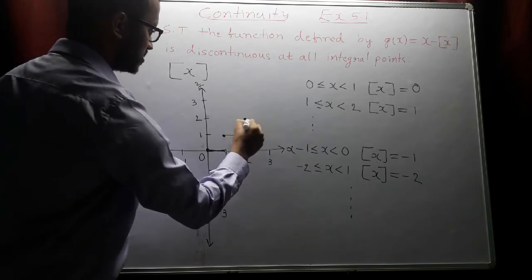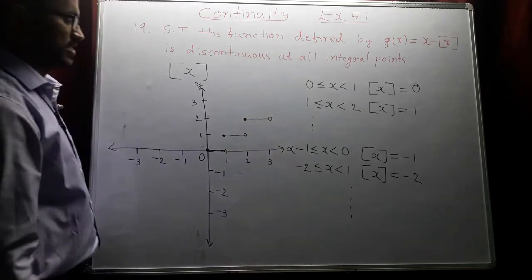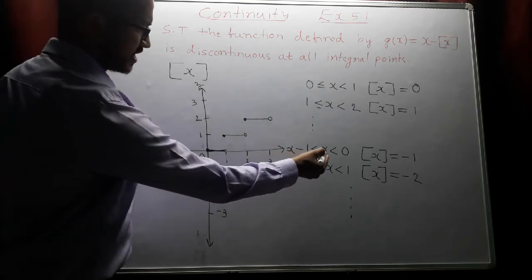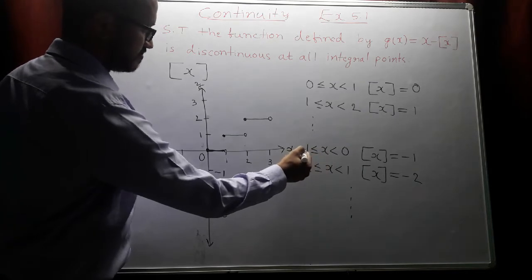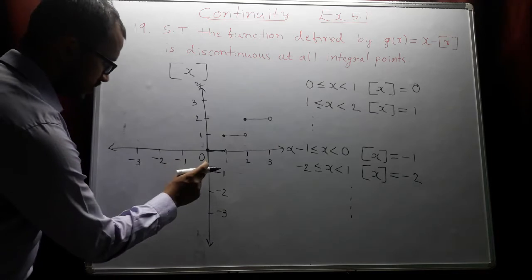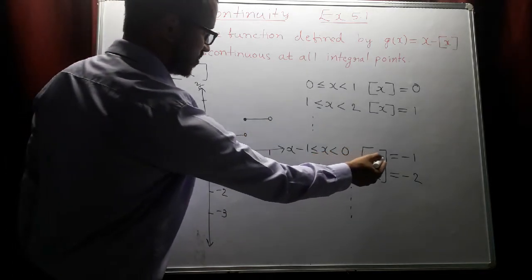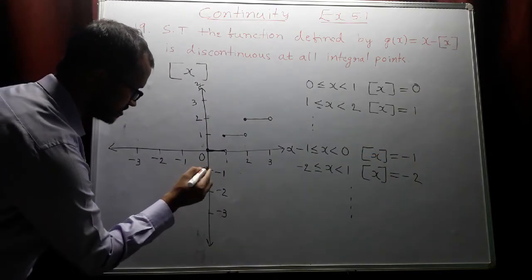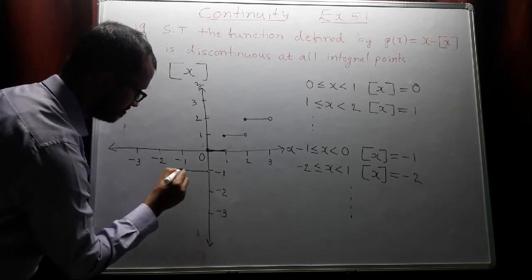So the value becomes 2. So here 2 is included, 3 is excluded. Similarly, for negative values, what happens if you take values from minus 1 to 0 excluding 0? The value of greatest integer less than or equals to x will be minus 1. So here 0 is excluded, till where? Till minus 1.